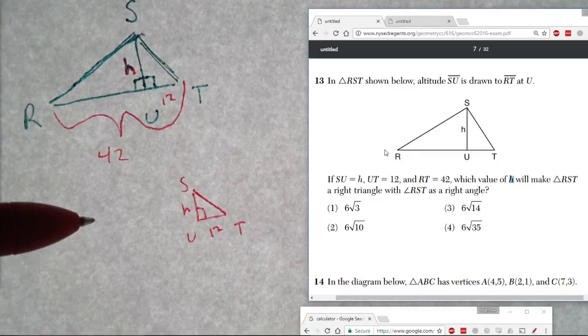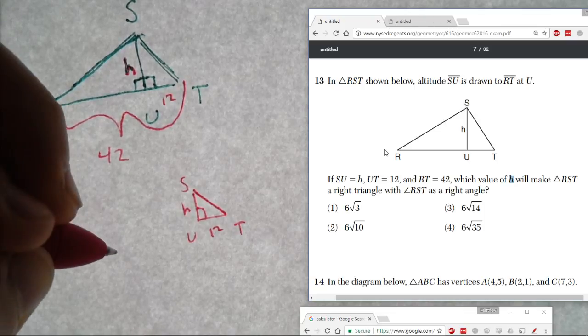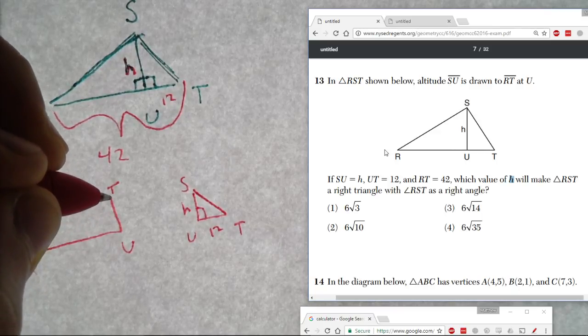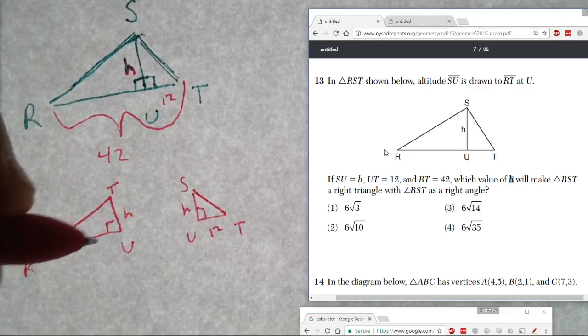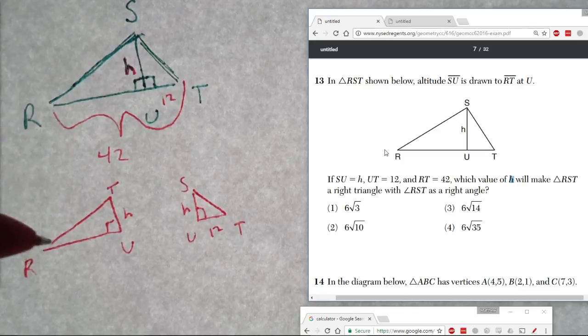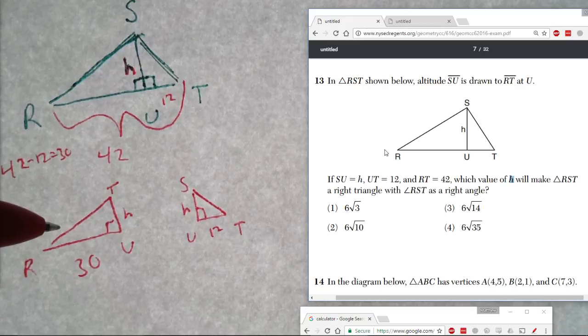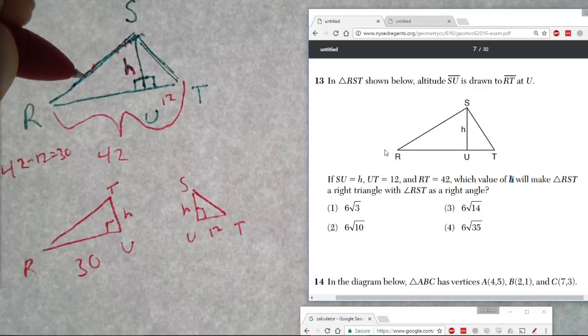Now I'm going to draw, I said SUT, I'll call this one RUT. RUT is going to be this, this, and this. Here's my medium one. I've got the right angle there, H, and RU. Well, I had 42 the whole thing, 12 over there, so RU will be 30 because 42 minus 12 is 30. I want to make sure you follow that. All right, that's my medium triangle. And then I'll draw my whole big triangle. Hopefully you can see that as that's one of the obvious ones.